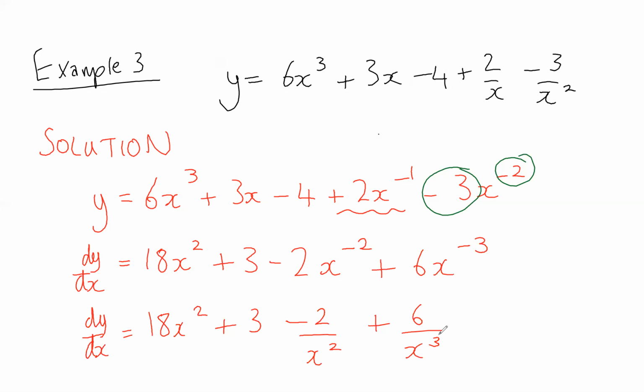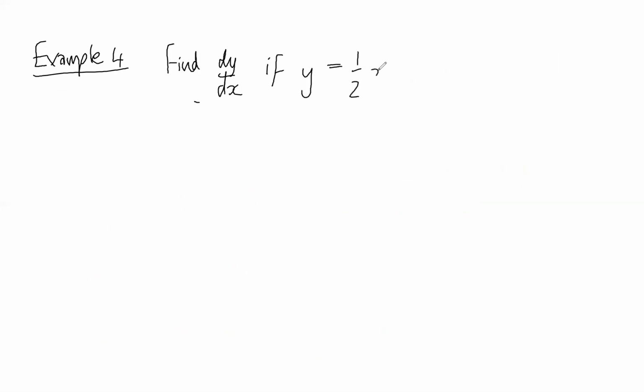So when we have fractions, it makes things a bit harder. So let's do example 4, but you just treat fractions the same way. Example 4: find dy by dx if y equals a half x to the 4 minus 5x to the 3 over 2 plus 4x minus 2.